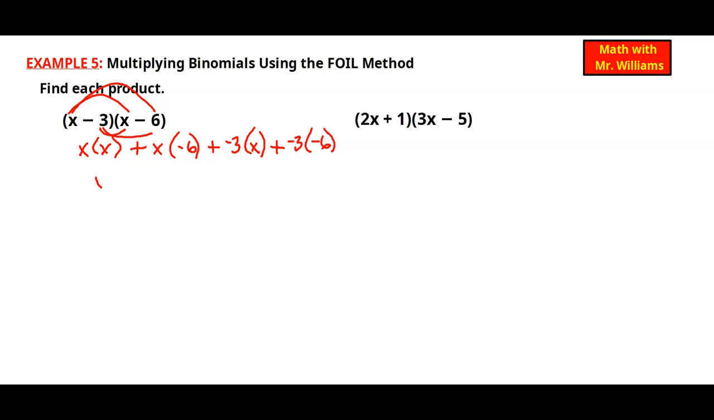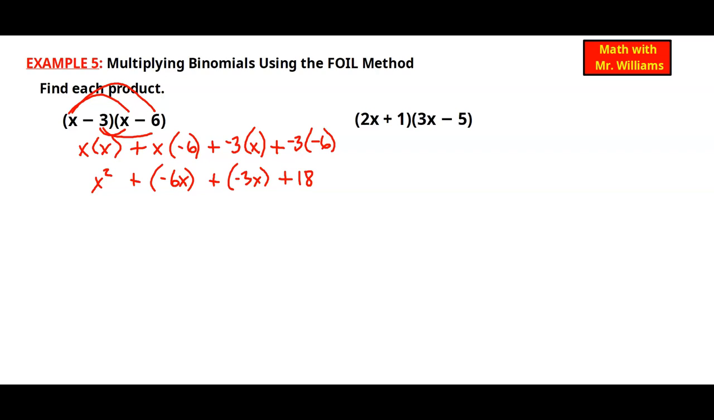So we have x times x is x squared. Then we have a negative 6 times x. It's just a negative 6x. Then we have negative 3 times x is just a negative 3x. And then we have negative 3 times a negative 6, which just gets us 18. So I'll write down plus 18.